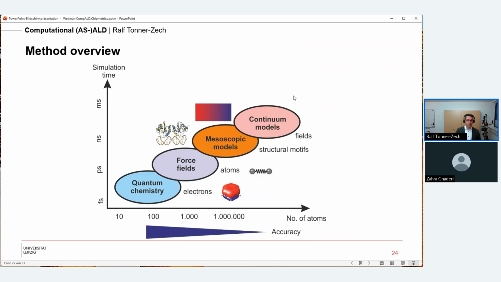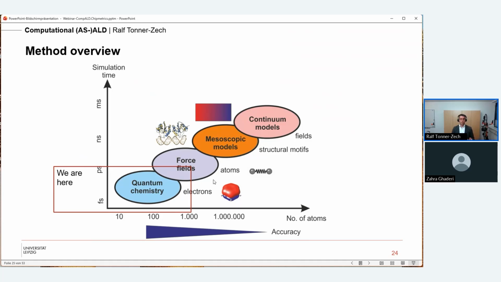Okay. This is a very typical theoretician slide, because it shows the types of methods that we have available. On the x-axis is the size of the system that we can treat. On the y-axis is the dynamical range that we can treat, from femtoseconds to milliseconds. We are down here in the quantum chemistry part, that is where most of the work of our group is going on. So we can treat hundreds, or maybe if we push it, thousands of atoms for a rather short period of time. And this is where we can actually look at electrons. This is usually crucial for ALD modeling because we have bond making and bond breaking, and we have to have a detailed understanding of the surface chemistry to really know what's going on.